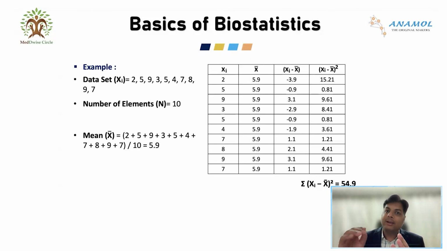Therefore, now with the squared values, if I do the summation, I will get the correct value of the squared values. Okay. So here the summation of squared values is 54.9. Now this value I will enter into the formula for standard deviation.